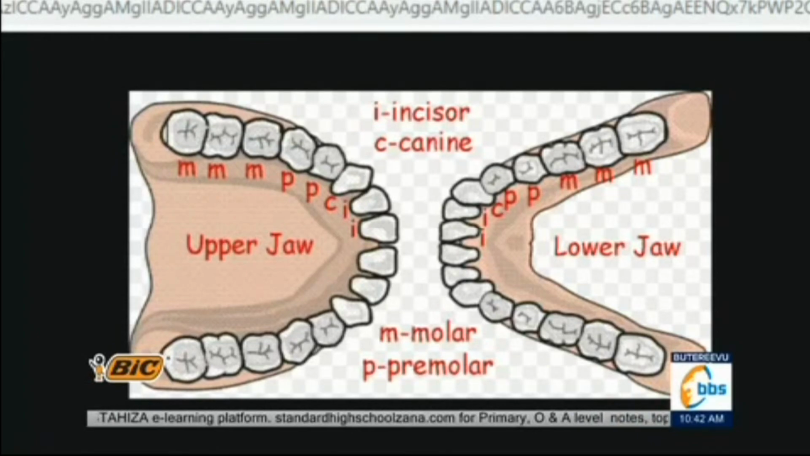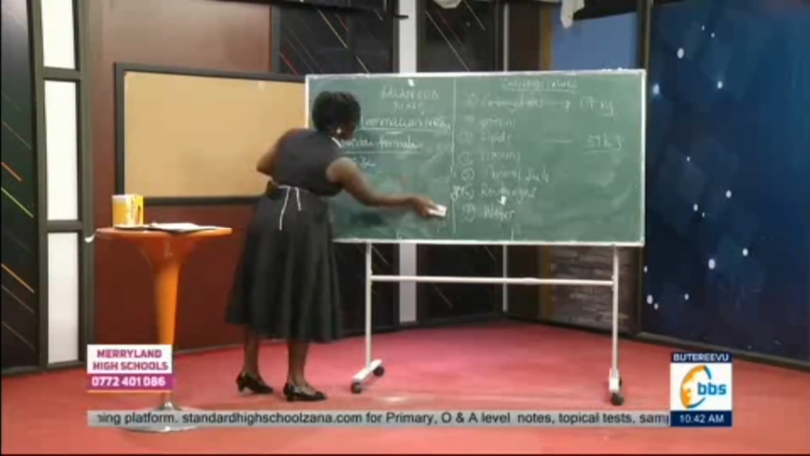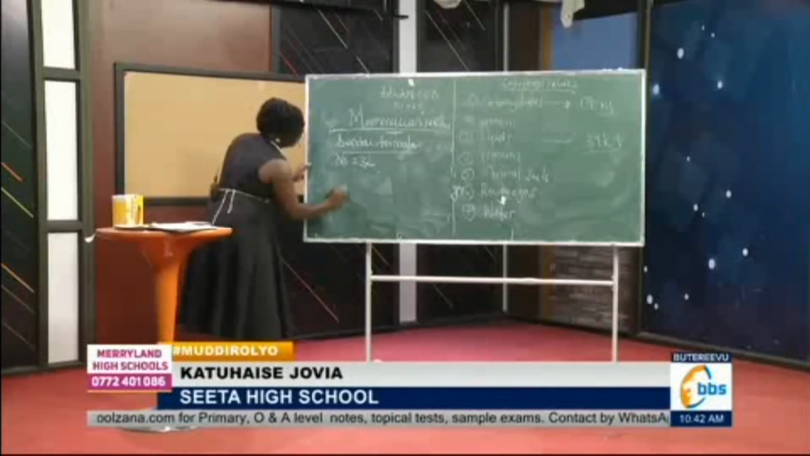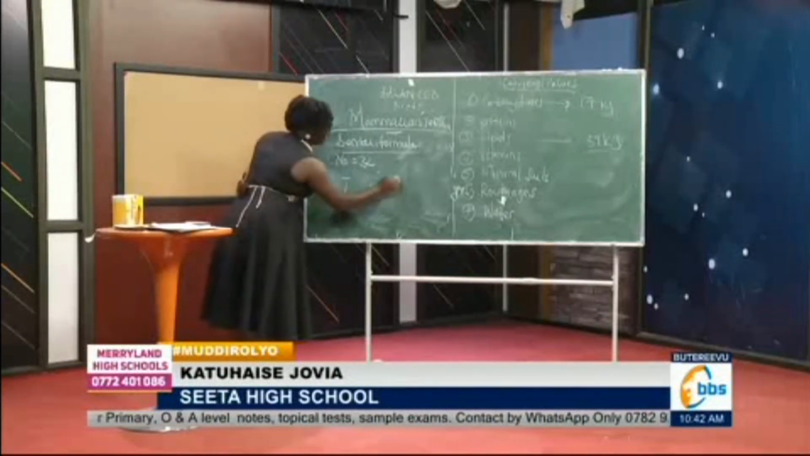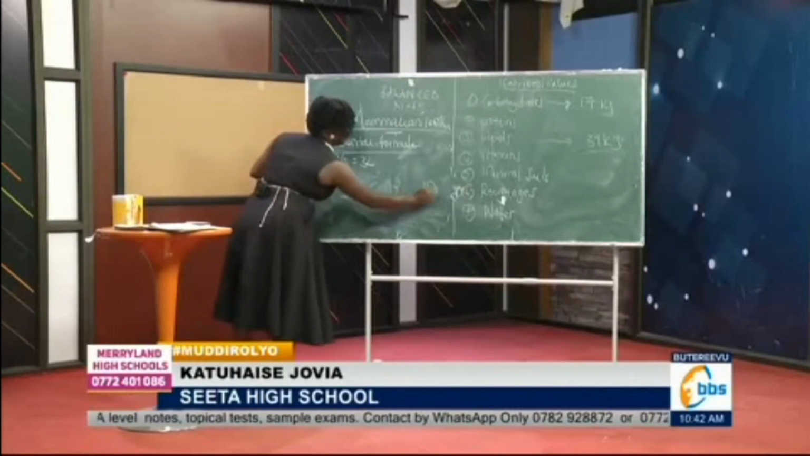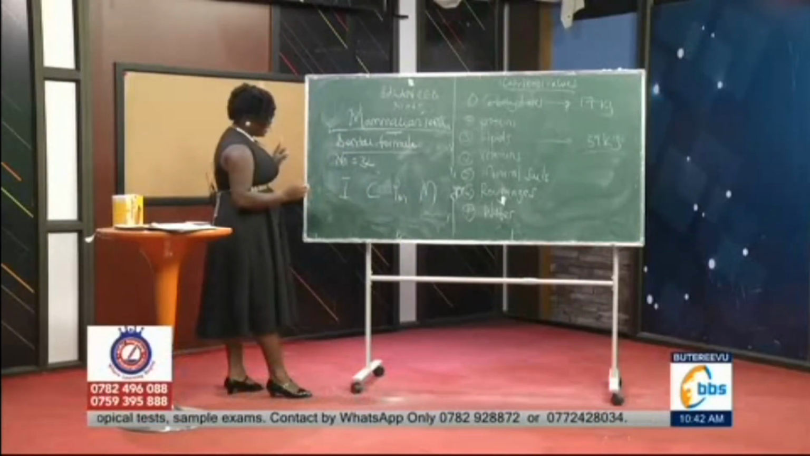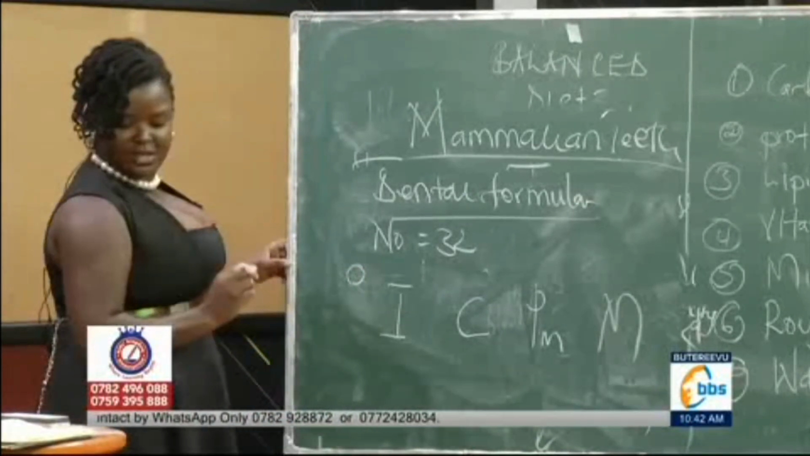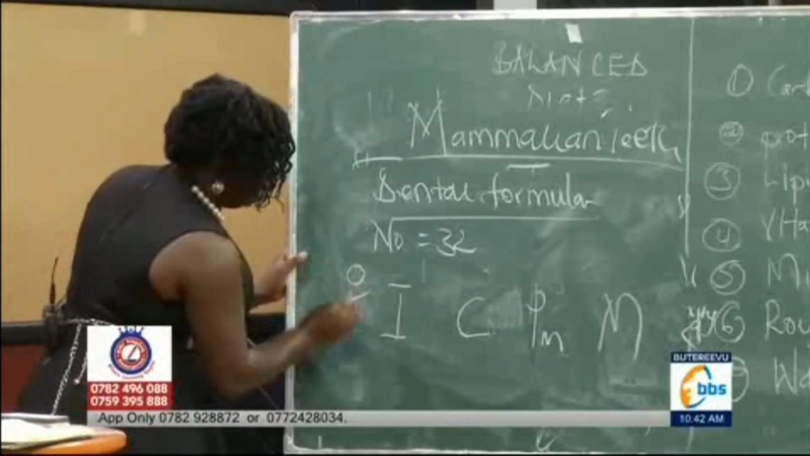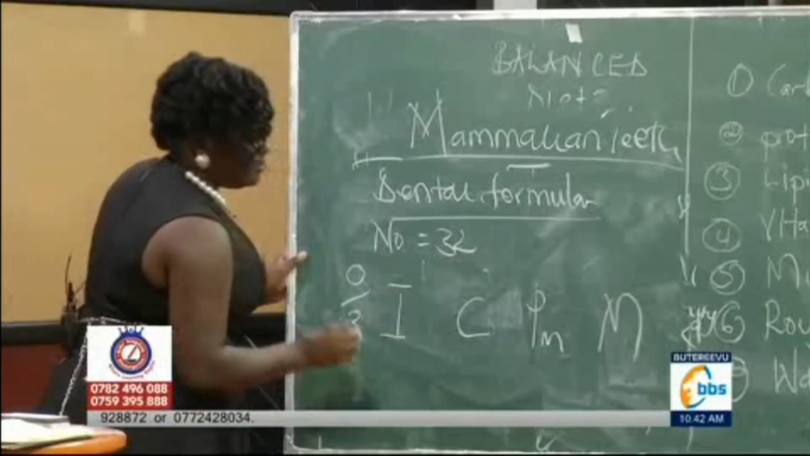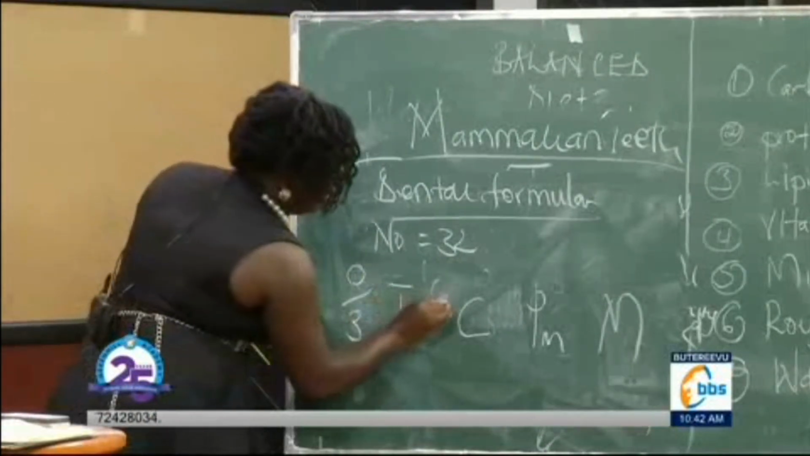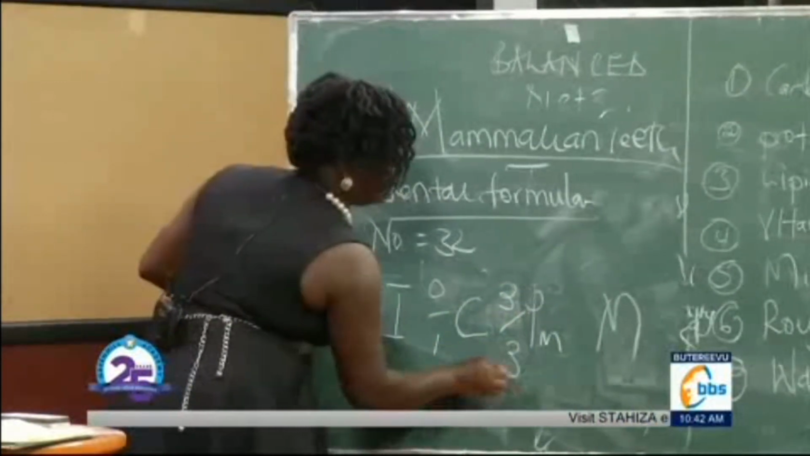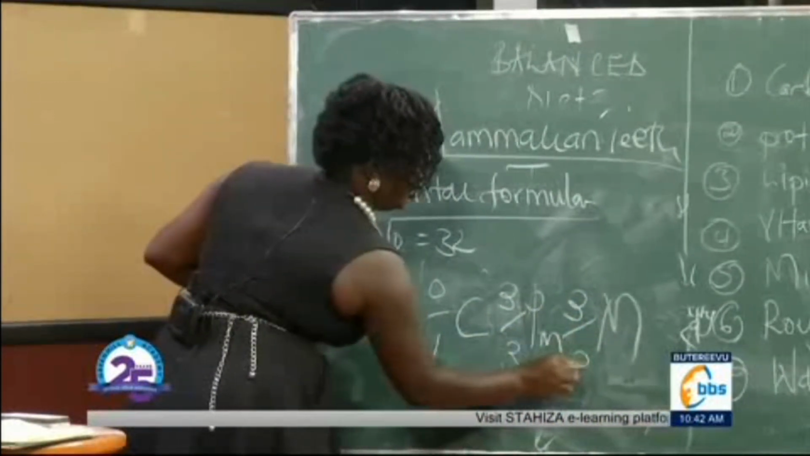The cows also have 32, but their arrangement is totally different from ours. Take, for instance, they also have incisors, canines, premolars, and molars. The upper incisors of the cows are not there, so they're lacking incisors. They have 0 up, but 3 down. The canines of the cows are 0 up, 1 down. The premolars are 3 up, 3 down. And the molars are 3 up, 3 down.